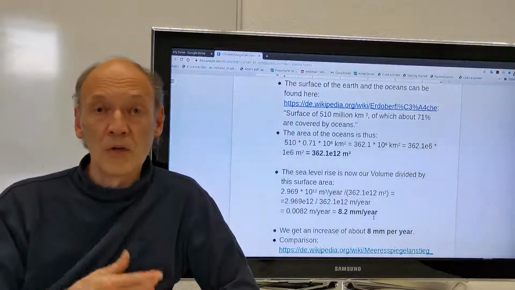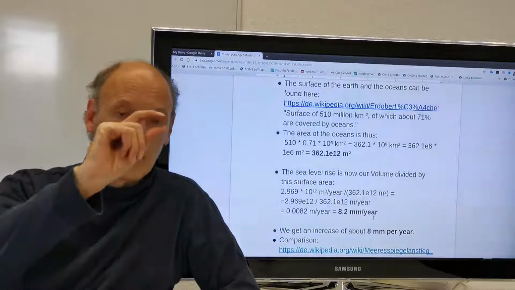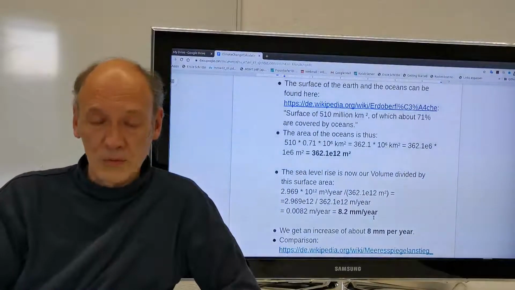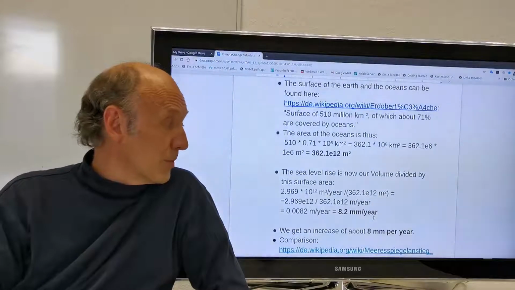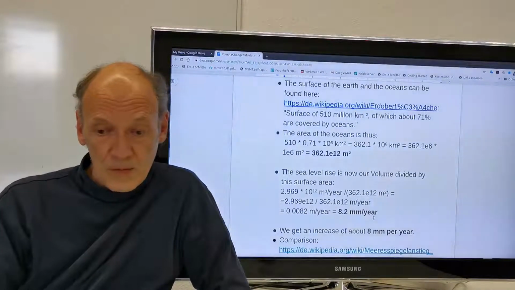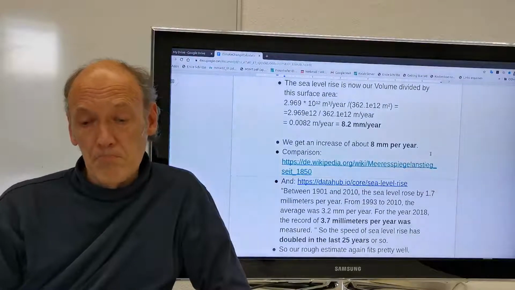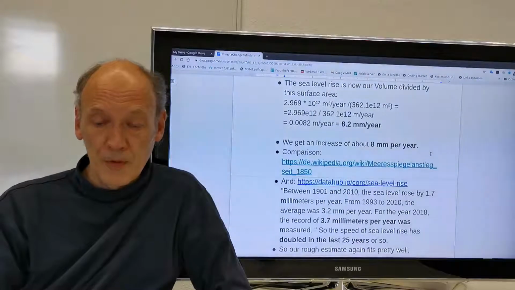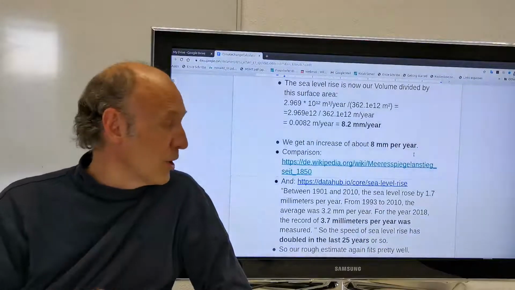So this is now a more manageable number, which is easily imagined. It's about this much per year. So it's a little bit less than 1 centimeter, or about a third of an inch. Right. So now we have something that we can more easily imagine. We get this increase of 8 millimeters per year out of our computation.